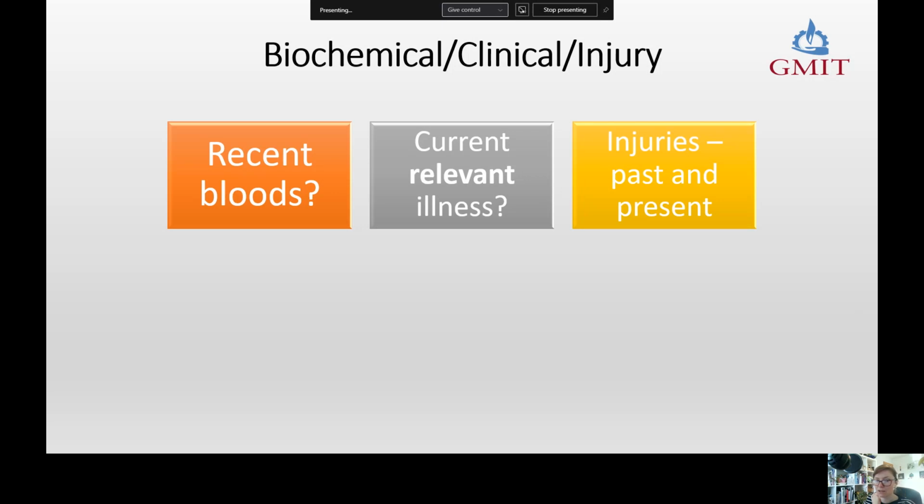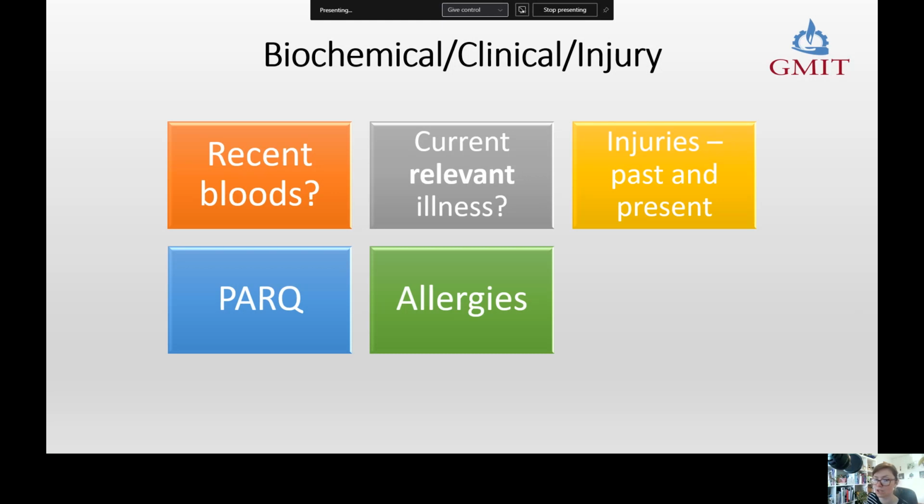Injuries, past and present. For your exercise intervention, more than for my nutrition intervention, that tends to be pretty important. Yeah, can be useful. Again, for your exercise intervention, you're going to need a PAR-Q. Potentially worth asking about any allergies, dietary allergies, and again, documenting.